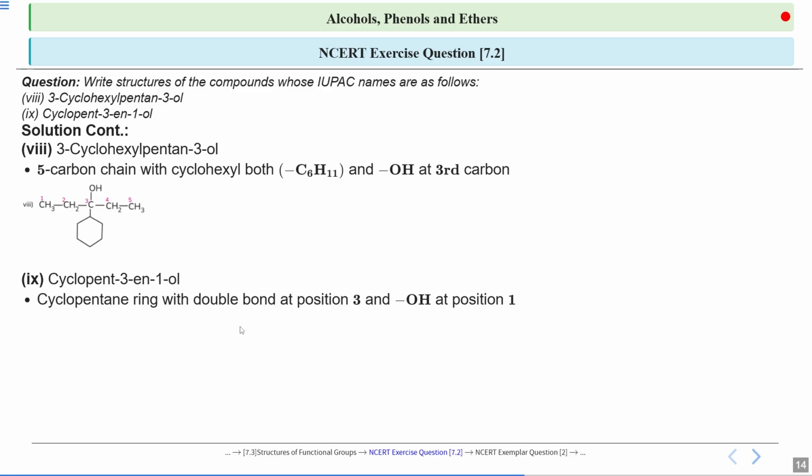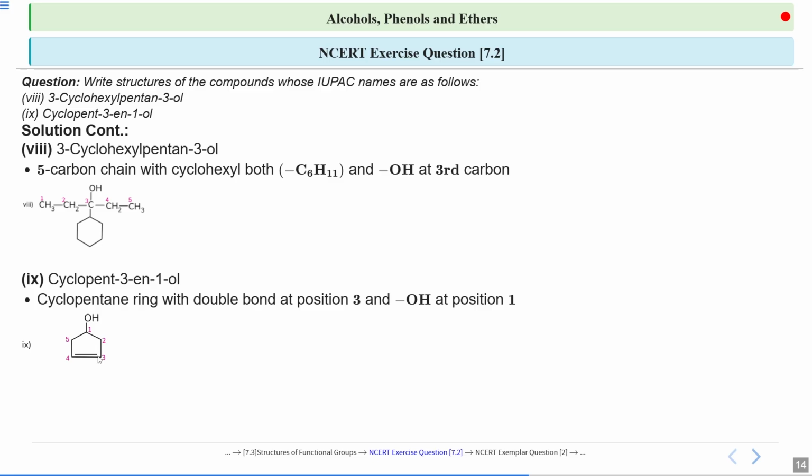Between the carbons we have a double bond, and there is an OH group, that is the alcohol group, at the first position carbon. So we first of all draw the structure of cyclopentane. Then at the third carbon we have the double bond. Now you can ask whether the third carbon is double bonded with the second or the fourth carbon. You have to decide that by understanding that at the very first carbon we have the hydroxyl. So from first to third, if you move 1, 2, 3 and then 4.